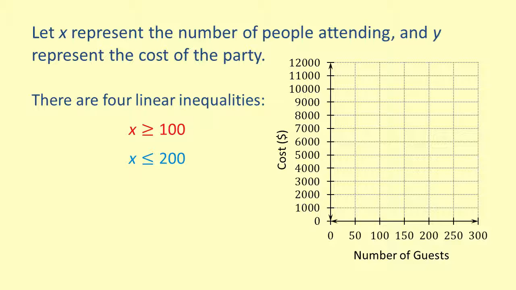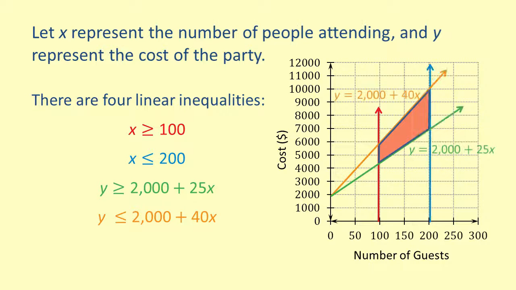So we can write the inequality y is greater than or equal to 2,000 plus 25 times x to represent the total if the variable costs are kept to a minimum. We can also write the inequality y is less than or equal to 2,000 plus 40 times x to represent the total if the variable costs are at the maximum. Finally, we can graph these four inequalities on the same coordinate plane and identify the area within the bounds of each line. The solution, or shaded area in the graph, implies that the party cost will be between $4,500 and $10,000.